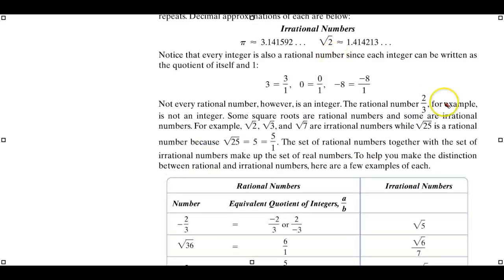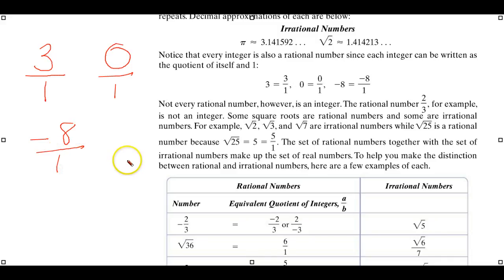Now, some other interesting things is that when we see the number 3, actually that 3 is over 1. Every number is over 1. We just don't write it. Even 0 is over 1. A -8 would be over 1. Okay? So every number is over 1, but by convention we don't write the ones in the denominator.